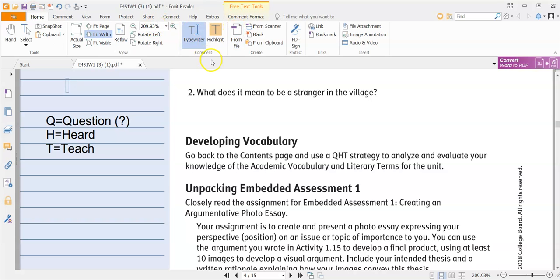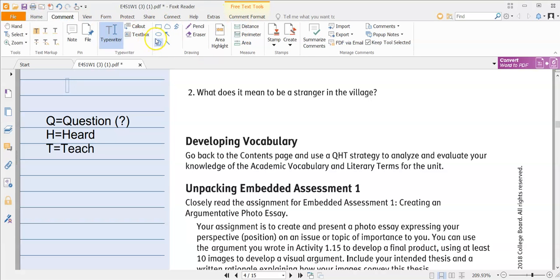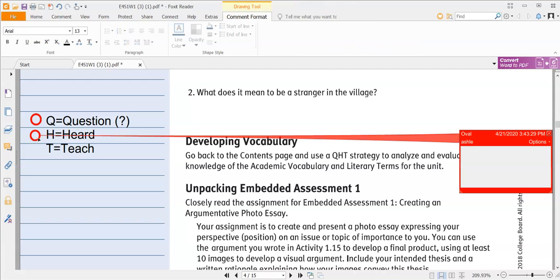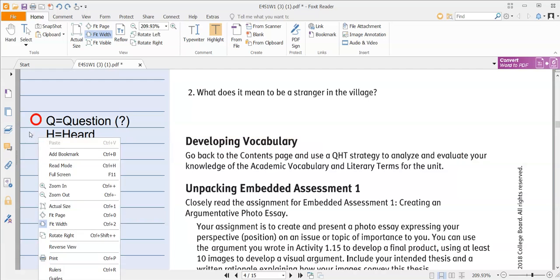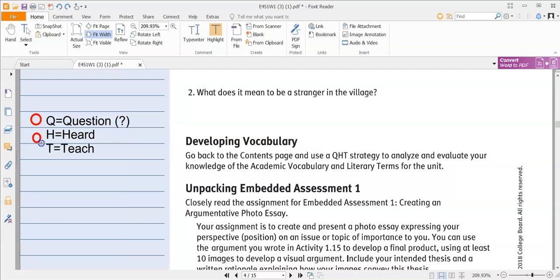So for those of you who are visual, for example, you could use a stoplight. Q is like a red light, where it's like, stop, I need to know more about this before I can really understand it. Heard is kind of like a yellow light, which is, I'm going to proceed cautiously, but I still need to know what this word means, but I think I have an idea of what it means.